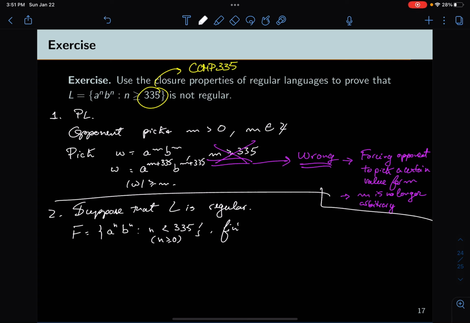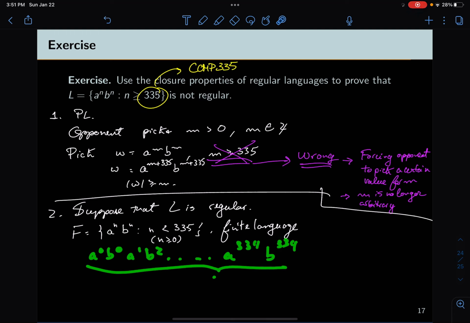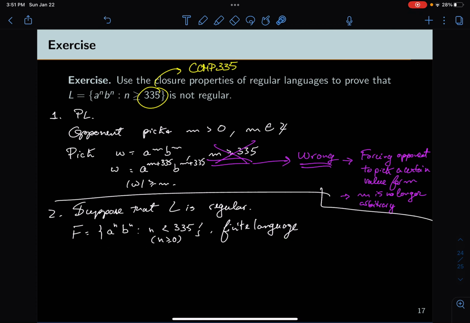F is a finite language. Why is it finite? Because it has 335 possible strings. It has a^0 b^0, a^1 b^1, all the way to a^334 b^334. So if you count this properly, this has 335 elements. So that's definitely finite. And we know that finite languages are regular. If you don't see why immediately, you can look back at one of the exercises I did on NFAs and closure properties, and you'll quickly see why this has to be true. And so F is actually a regular language.